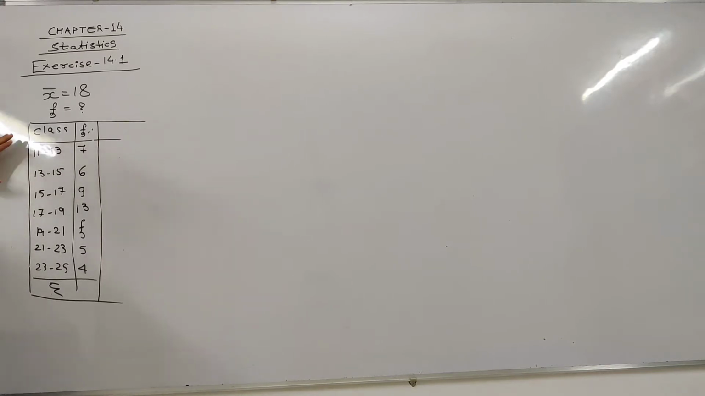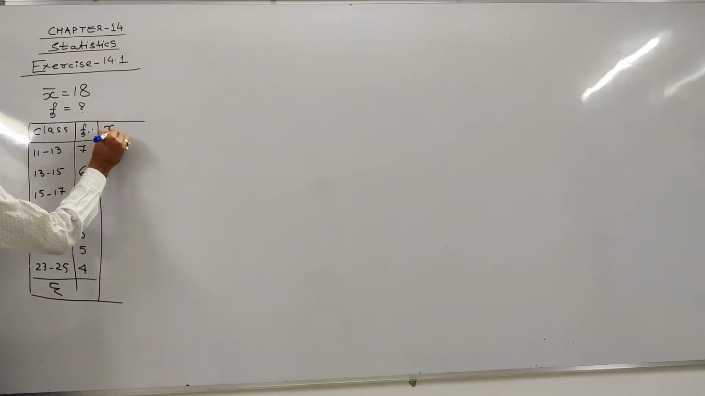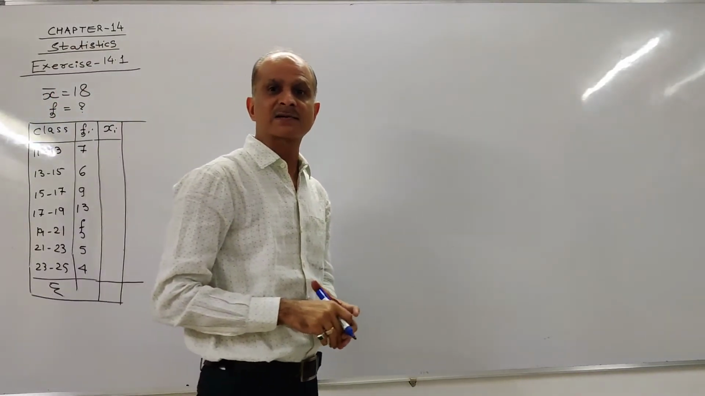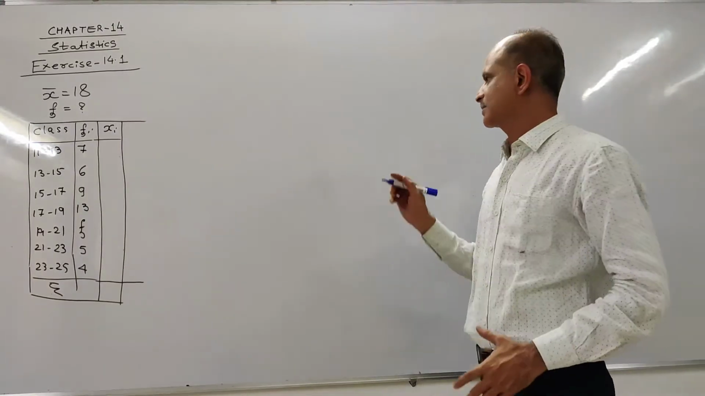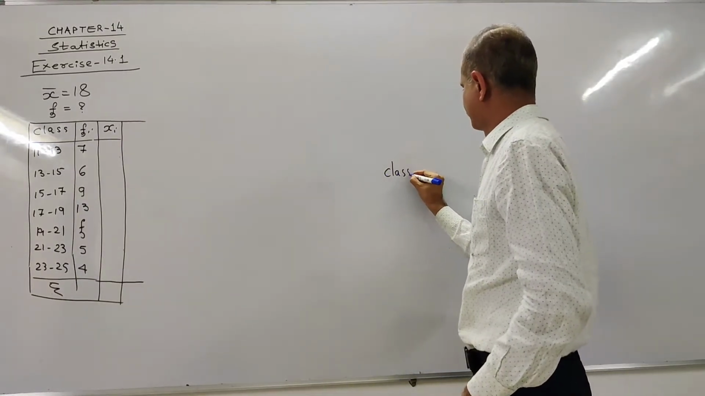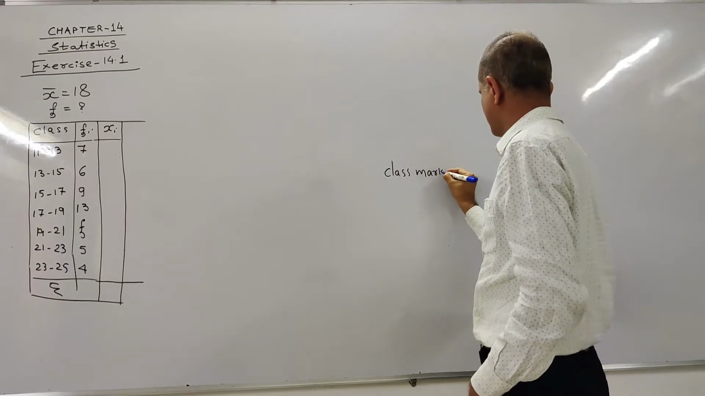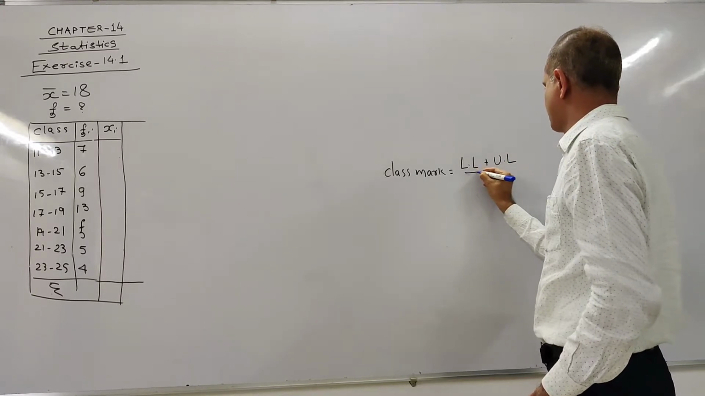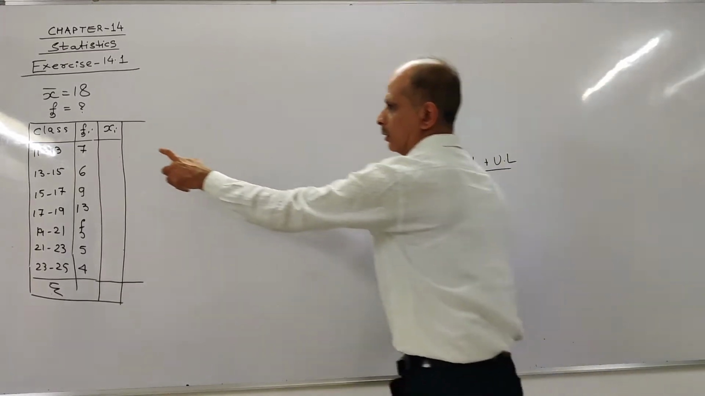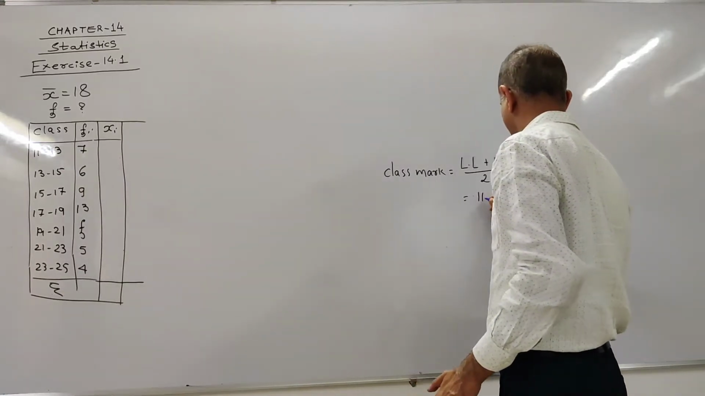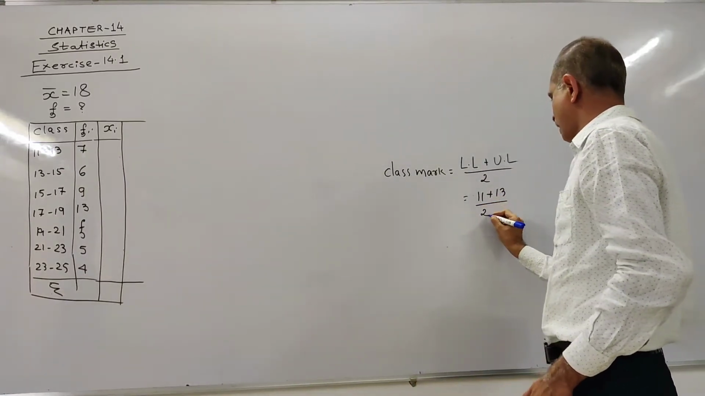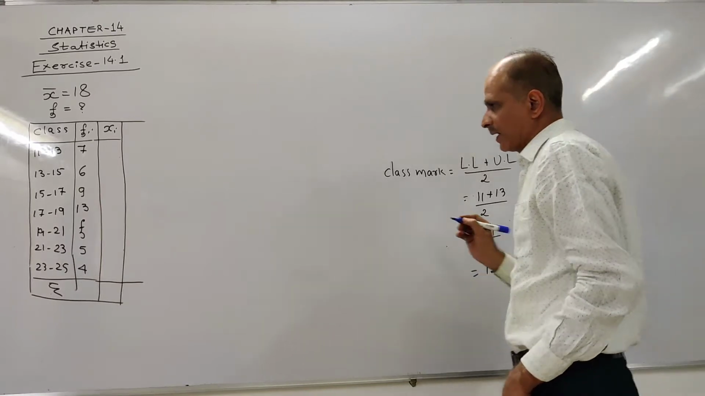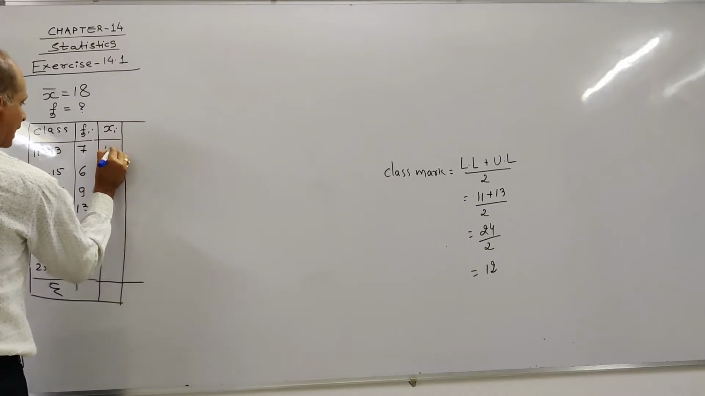You can easily find out the value of xi. As we have discussed, xi means class mark. That is known as what? Lower limit plus upper limit by 2. Here, lower limit is 11 plus 13 by 2, 24 by 2, and that you can write 12. So here you can easily write 12.